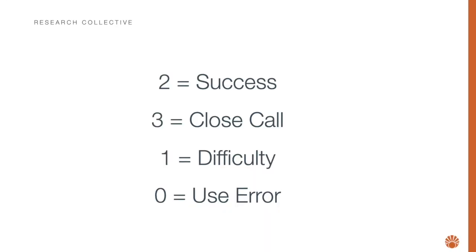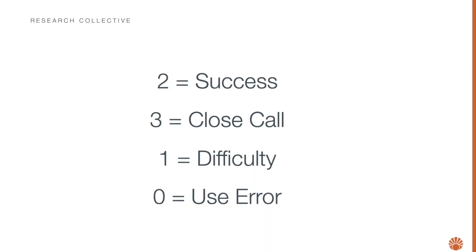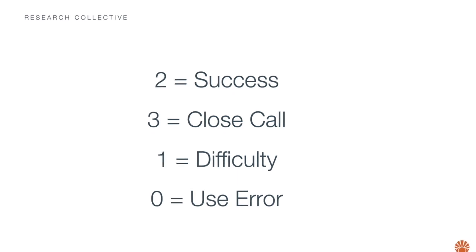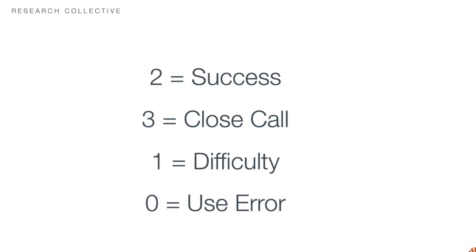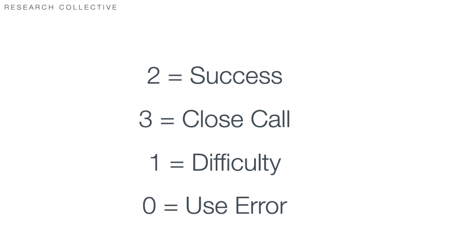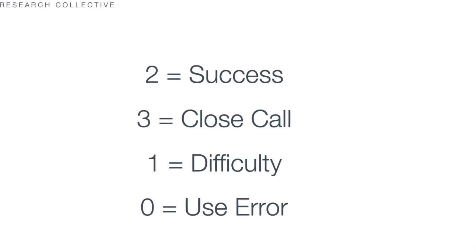So for example, we might assign a success a number 2, a close call a number 3, an operational difficulty a number 1, and a use error a 0. But you can use whatever system makes the most sense for you and your research team. Different researchers will also likely have different styles of note-taking. It's important to remember that there's no one right way to take notes, but understanding your note-taker style can be really helpful, especially when someone other than the note-taker is responsible for writing the report.